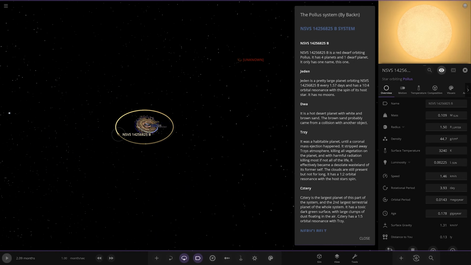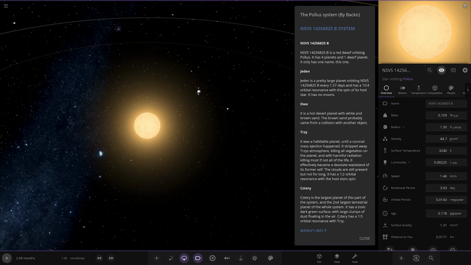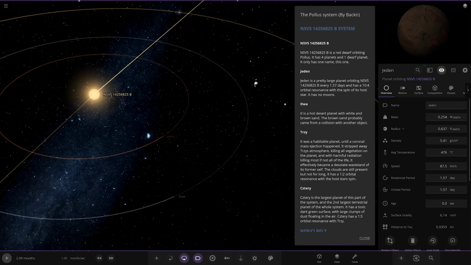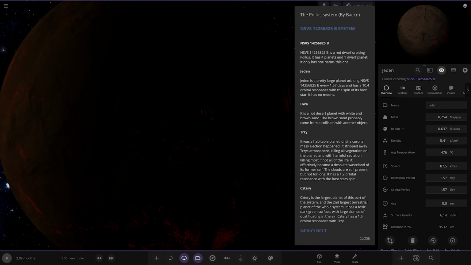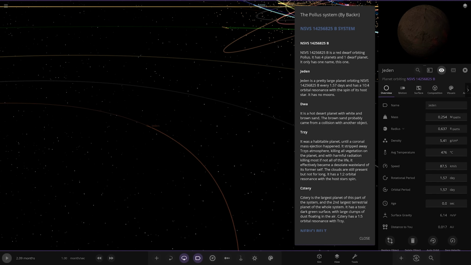So all the way over here, the Red Dwarf Fulton Pollus. It has four planets and one dwarf planet. It only has one name, this one, okay. So we have Jedin here. Pretty large planet orbiting 1.57 days and a 10-4 orbital resonance with a spin of its host star. It has no moons. It's pretty hot as well.